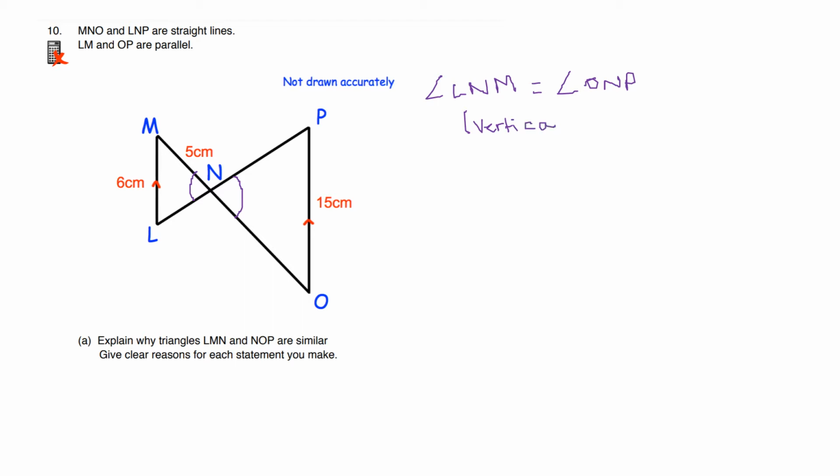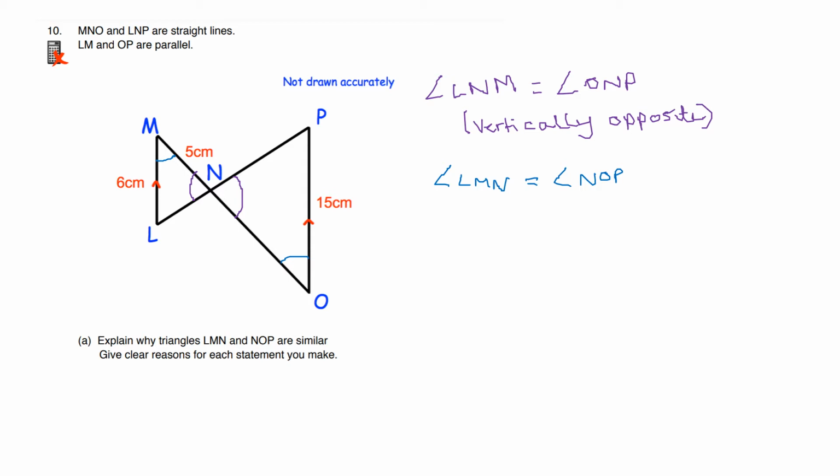If you're doing this in an exam, write slightly more detail. So put something along the lines of vertically opposite angles are equal. Don't just write vertically opposite. So let's have a look at angle LMN and angle NOP. Again, those are going to be equal. So LMN is equal to angle NOP, and if you look, these are alternate angles in parallel lines.